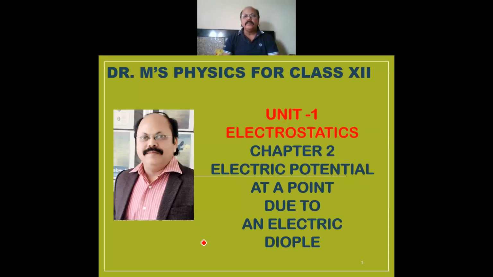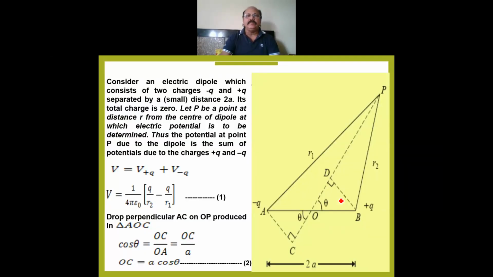Dear students, today's topic of my lecture is electric potential at a point due to an electric dipole. So you have already derived a formula for electric field intensity at a point due to an electric dipole, that is, the point either on the axial line or on the equatorial line.